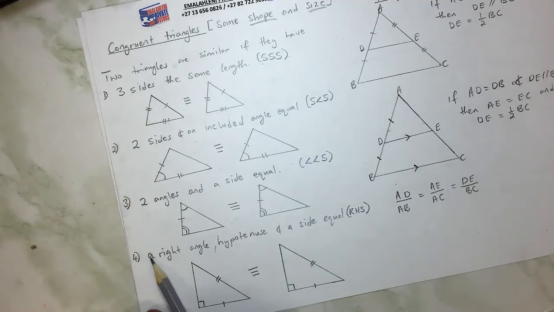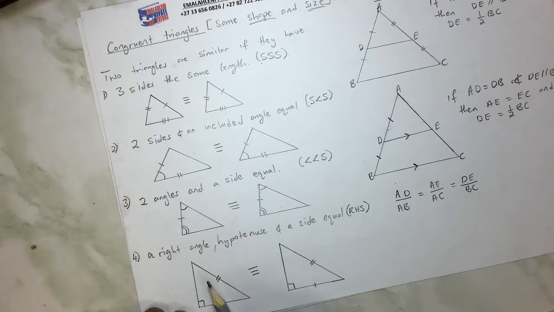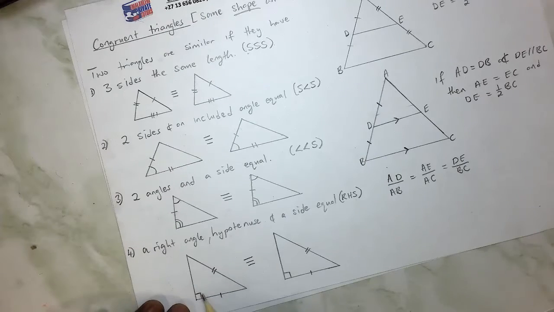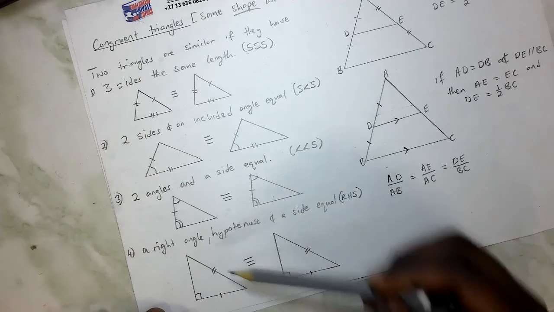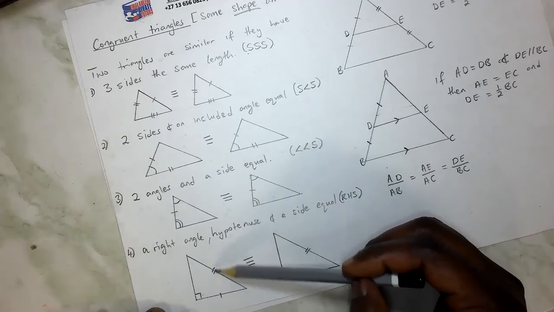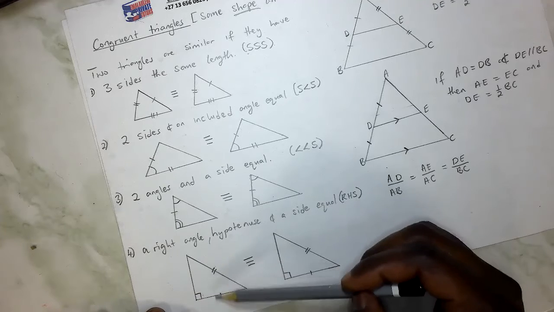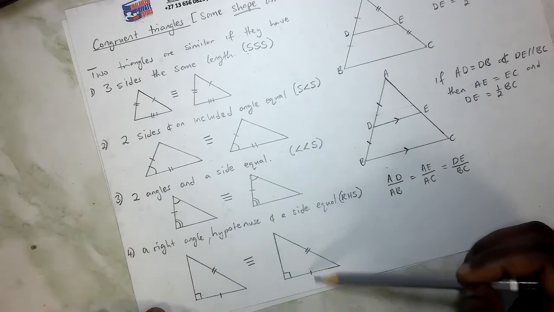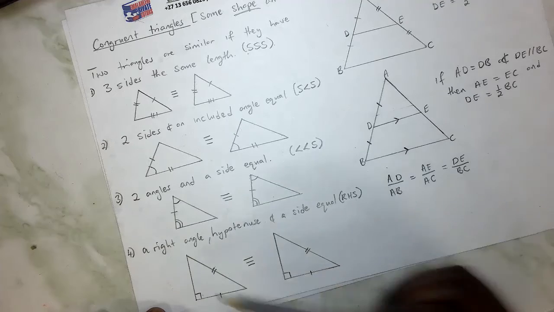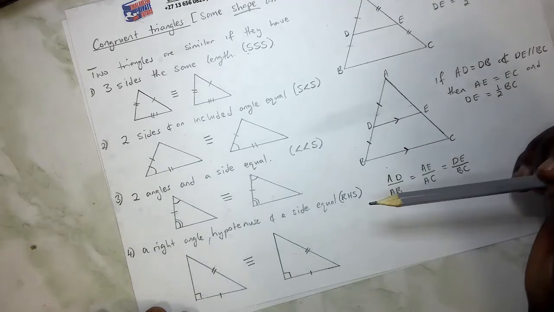Then the last one is right angle, hypotenuse, side. So we must have a right angle, and then we already know that the 90 degrees is equal. Then we must have the two hypotenuses, and one of the sides should be equal. Then we can now say those triangles are of the same size and shape.